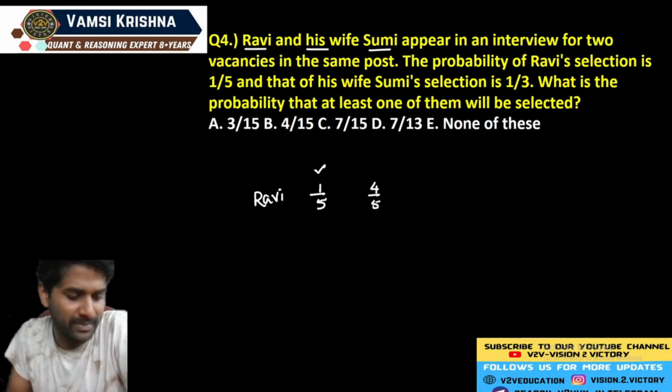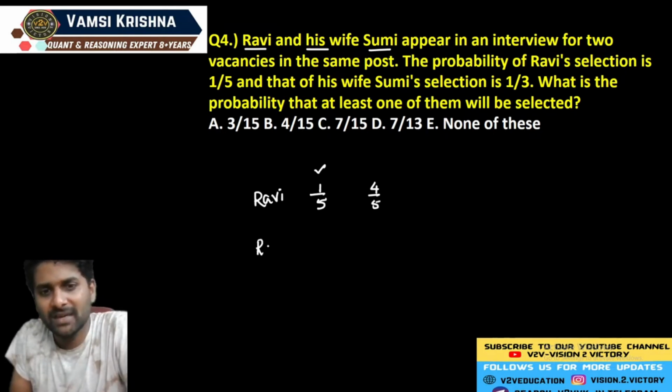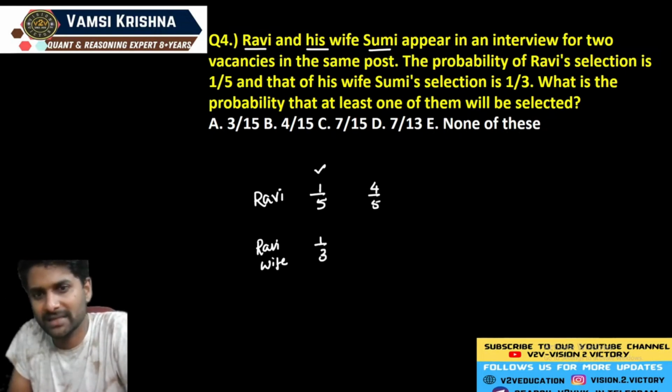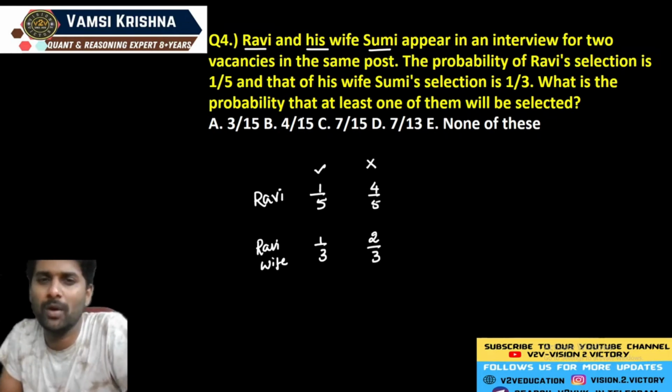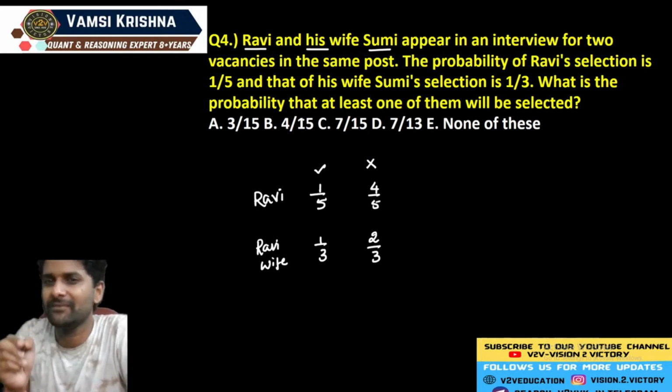Remember that 1 minus 1 by 5. In the same way, here Ravi's wife, they mention that the probability of Ravi's wife's selection is exactly equal to 1 by 3. So the rejection is 2 by 3. Hope it's clear. Now the question here: what is the probability that at least one of them will be selected, guys?